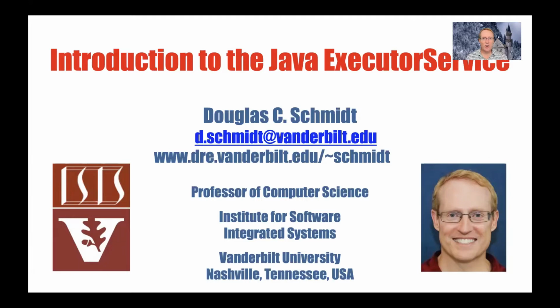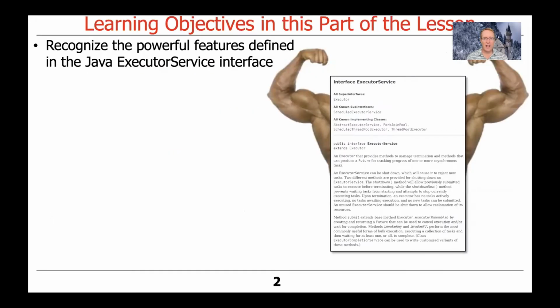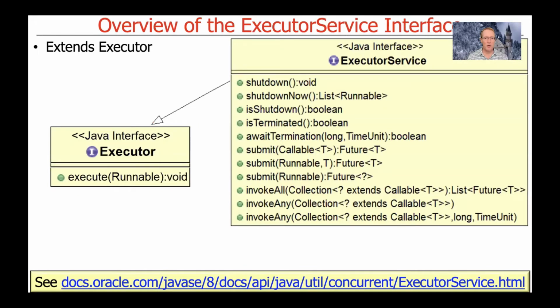So we're now going to turn our attention to the next piece of the puzzle in the Java Executor framework, and that is the Java Executor Service. And this service, as we'll see in a moment, provides a number of very powerful features that go above and beyond what you get with the Java Executor interface. So the Executor Service interface and the implementations of that interface will be more powerful than what we had seen before with the Java Executor interface.